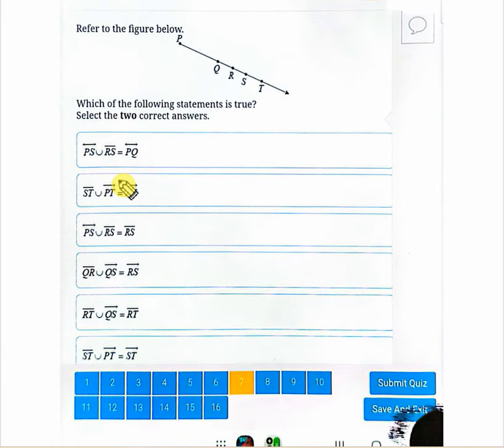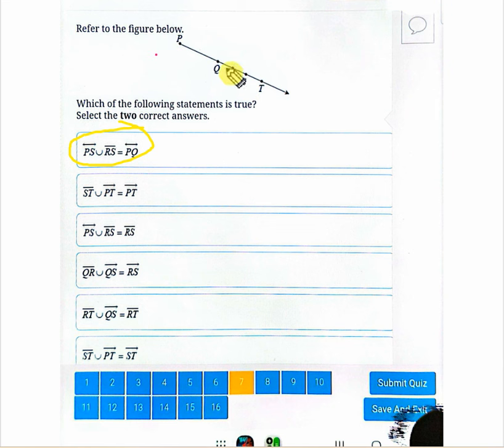Let's go for this one. This one is PS. If there's any mistake that I'm making, please do correct me because I'm just hurrying up. So PS is going to be all of this, and RS is going to be this. So what is the union? PQ. Yes, PQ is going to be the union, this one. There are only two answers in this one. So let's go to the next one.